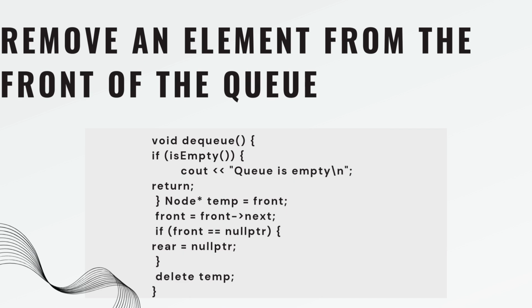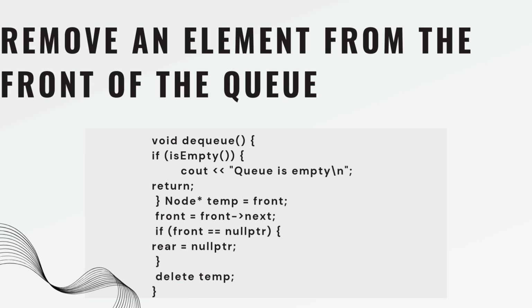So to remove an element, we should use this code, which is void dequeue() { if isEmpty, cout << "Queue is empty"; return; Node* temp = front; front = front->next; if (front == nullptr) rear = nullptr; and then delete temp.